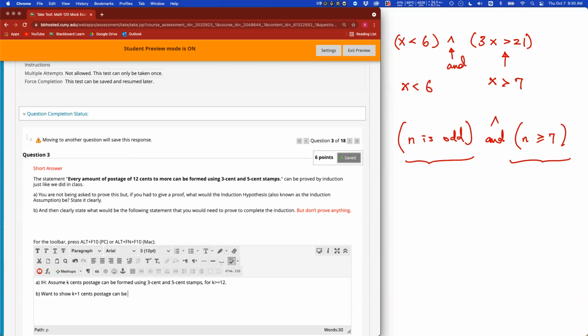cents postage can be formed using 3 cents and 5 cents stamps. So that will be the whole question. Any questions here?